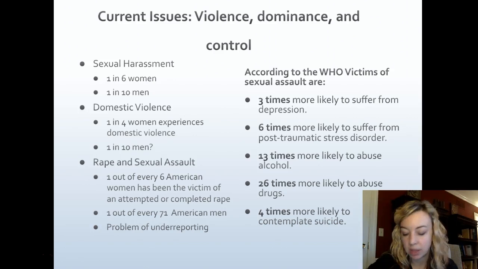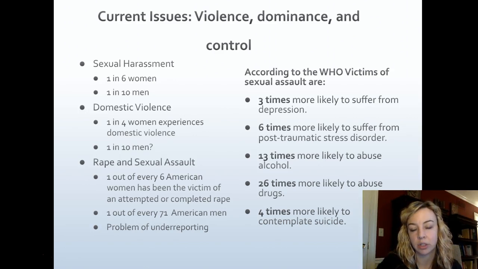Factors associated with this have to do with low education, child maltreatment or exposure to violence, family exposure to violence previously, harmful use of alcohol, or just general cultural attitudes associated with accepting violence and just general gender inequality. Those are factors that are related to sexual assault.